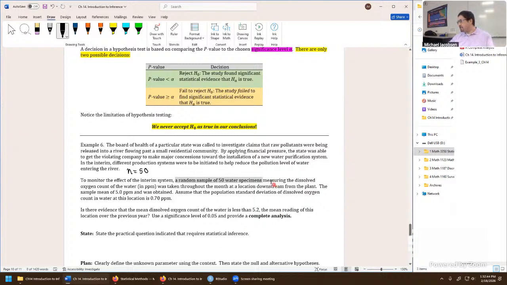It measured the dissolved oxygen count of the water in parts per million. I think it's an interesting question to ask, why are they measuring the dissolved oxygen count? And there's a very good reason for that.